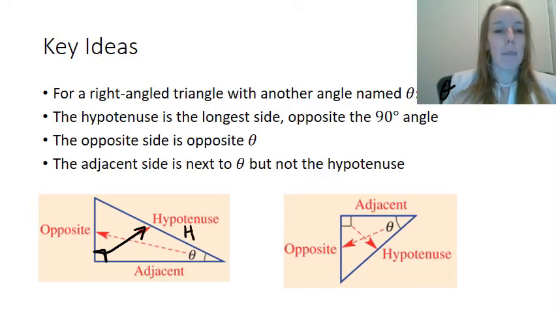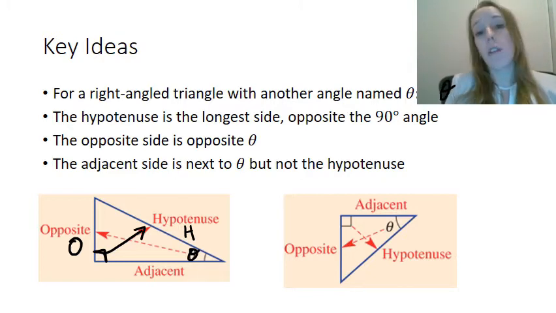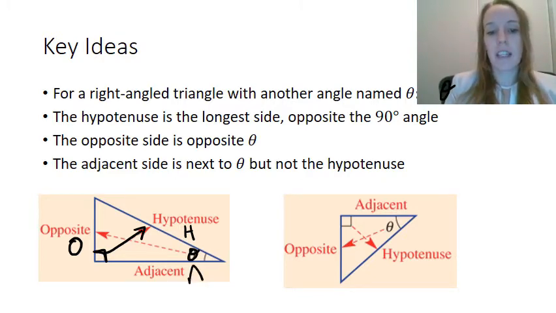Okay, so the opposite side is the side that's opposite that angle. We're given this angle here. The side that's opposite that is the opposite side, and we'll sometimes just use an O to show the opposite side. And the adjacent side, which is the one that's next to this angle but not the hypotenuse, is called adjacent, and we'll use an A to show which side that is.